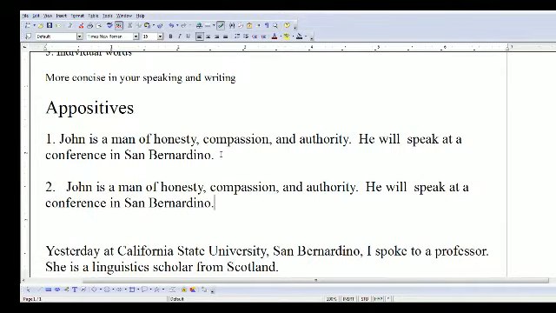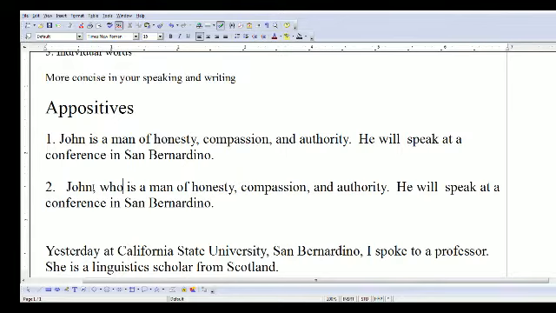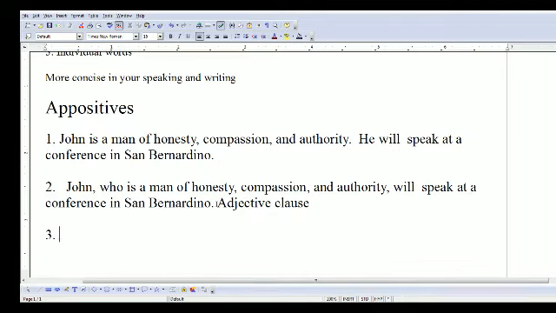Now, if you want to be less basic, you could say this. Right here. You have John, who is a man of honesty, compassion, and authority, will speak at a conference in San Bernardino. So here, I'm using, in this case, what's called an adjective clause. Right? But that's not the grammar I want to show you. Here's what I want to show you.